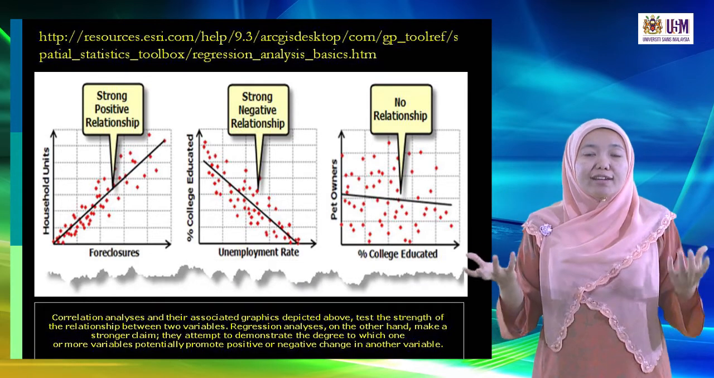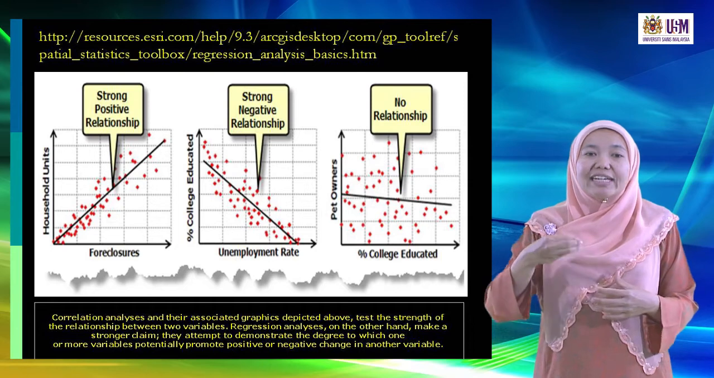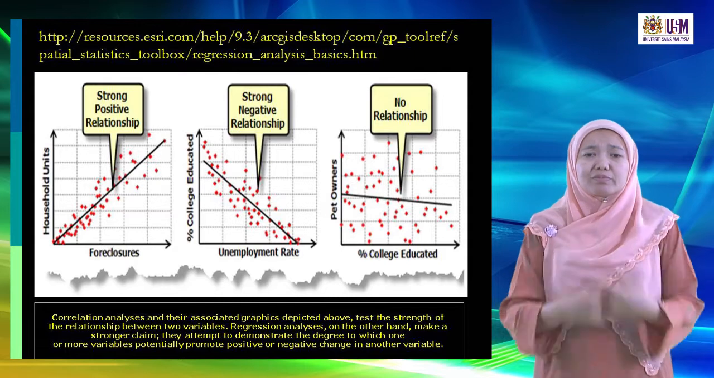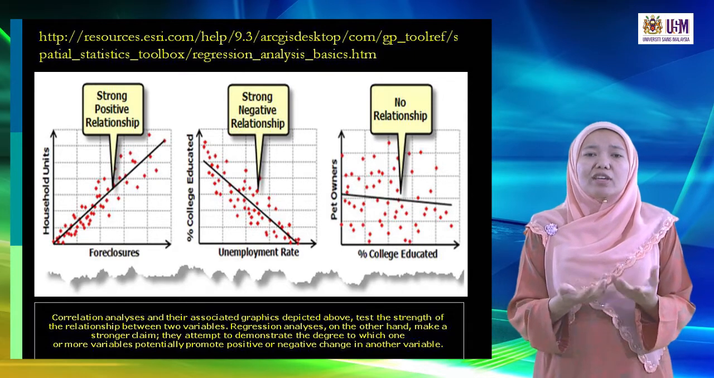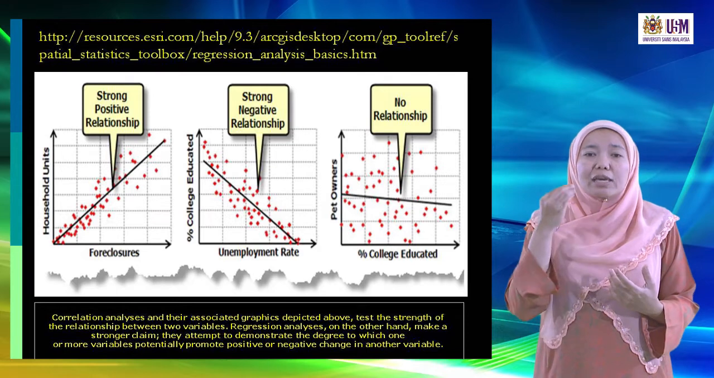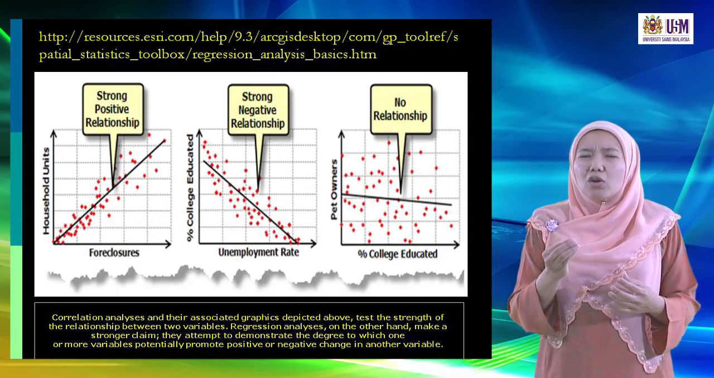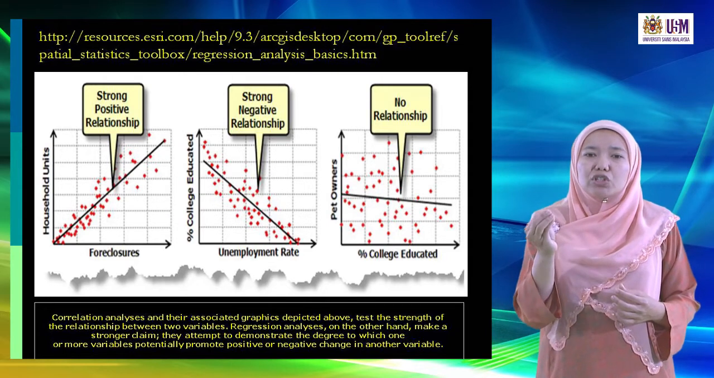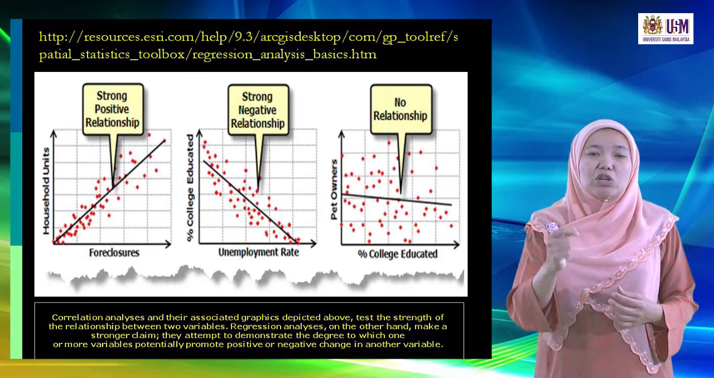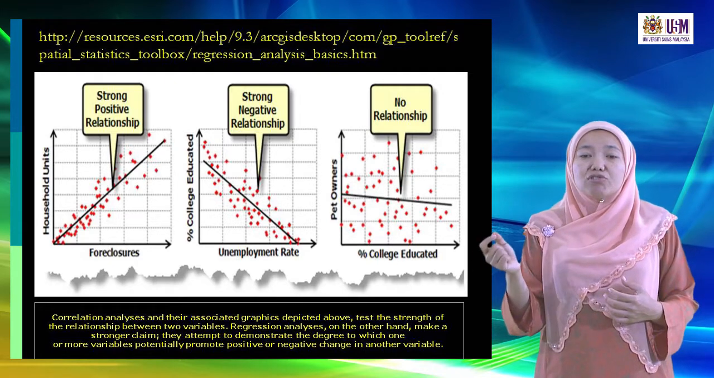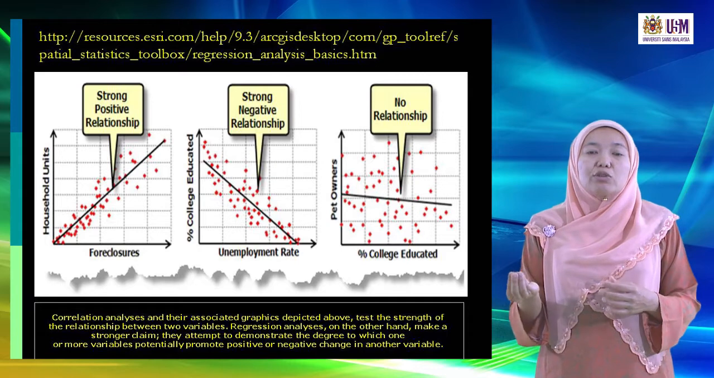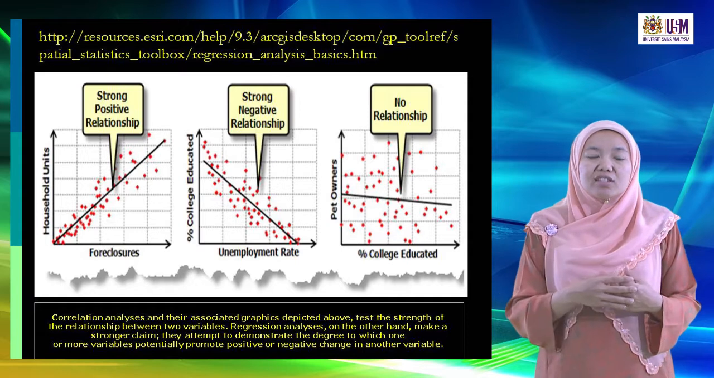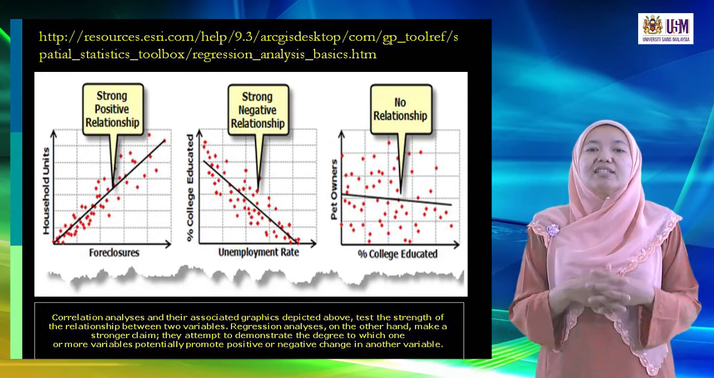What about regressions? For regression, if you remember the word progress is moving forward, so regress is the other way around. In this case, based on the red dots, the one in the middle shows a strong negative relationship between college education, having a degree or not having a degree, and the unemployment rate of a country. Because of that, you want to regress, because you want to estimate exactly how many percent of college education and how many percent of unemployment rates.